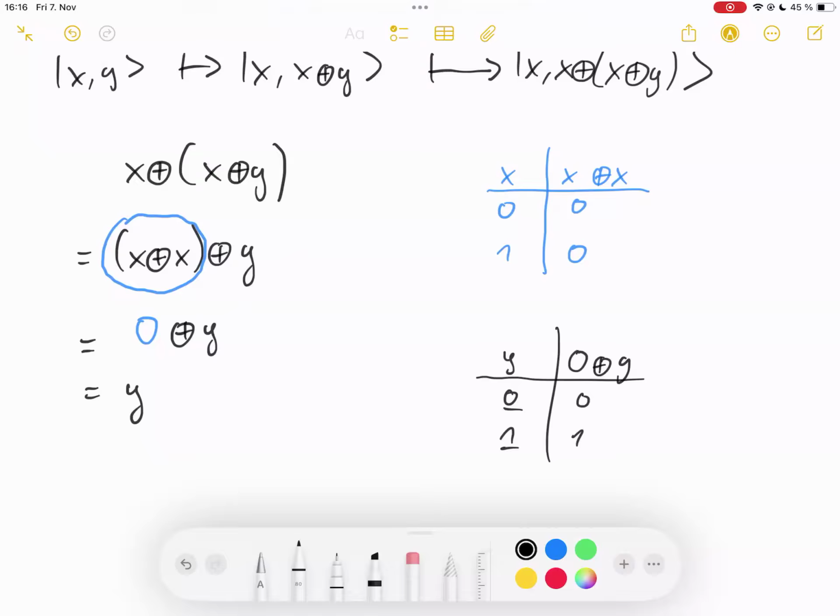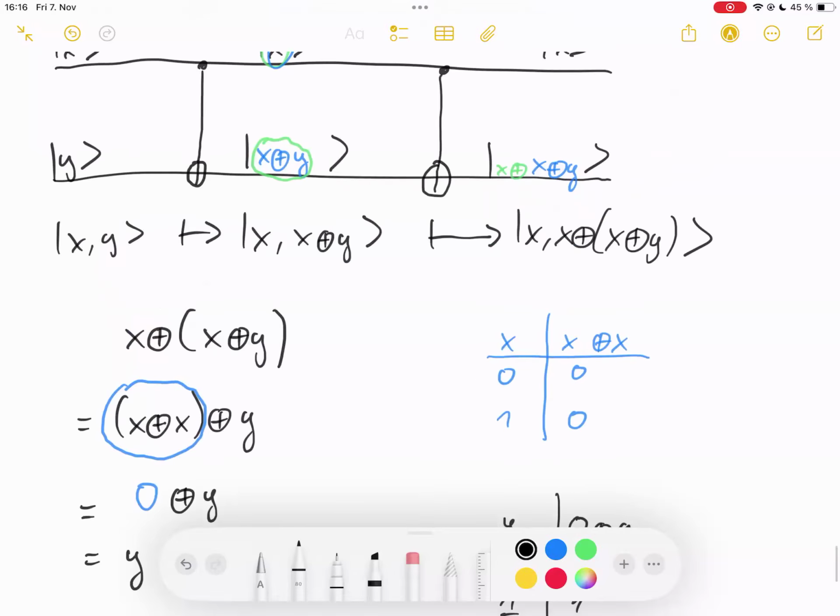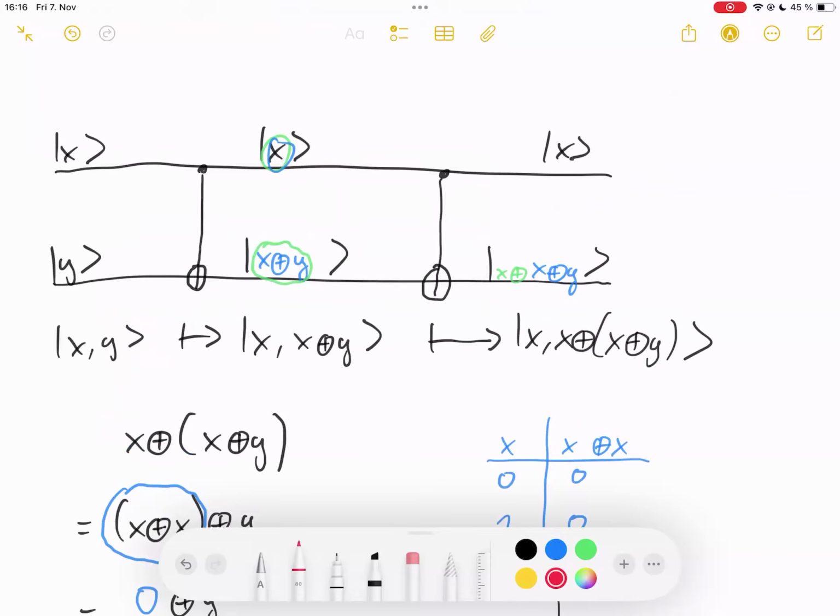So the 0 is a so-called neutral element with the XOR. That means this one up here in red, we can just simplify, and this is the same as just Y.